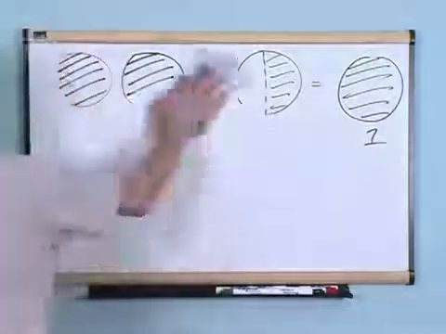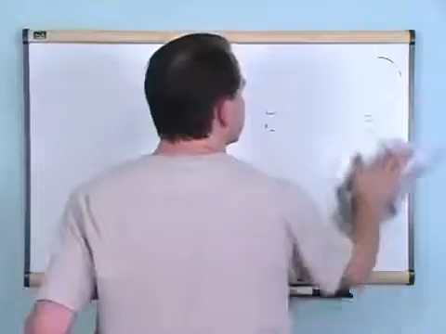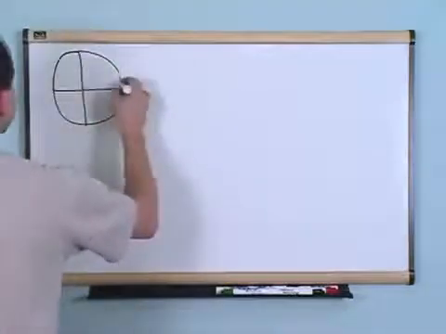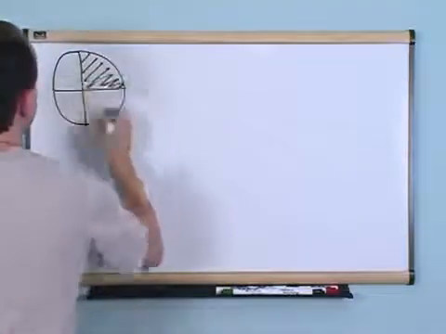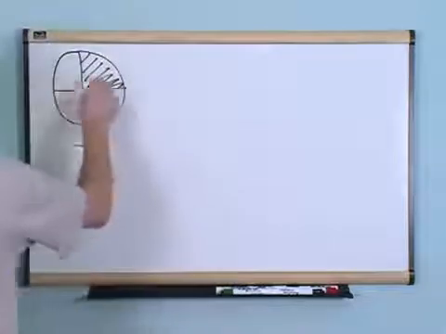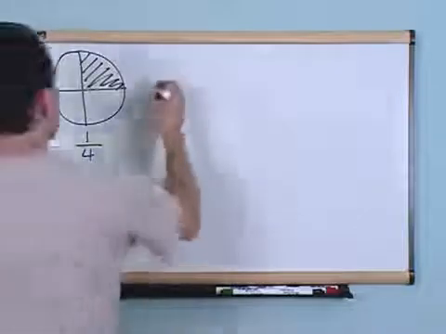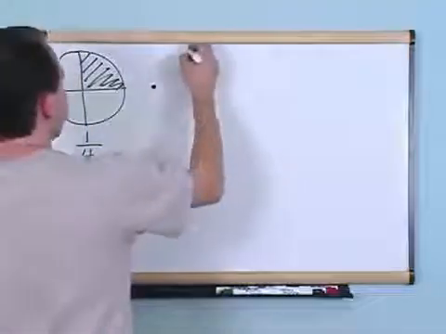Okay, let's do one that's maybe not quite so obvious. We're going to do another one here. What if you start out with 1/4? Remember, how do you write 1/4? You draw your pie, 4 pieces. Here's 1 piece. So 1 out of 4 pieces. There's 4 pieces total. That's 1/4. Okay? And now I'm going to multiply by, again, 1/2.